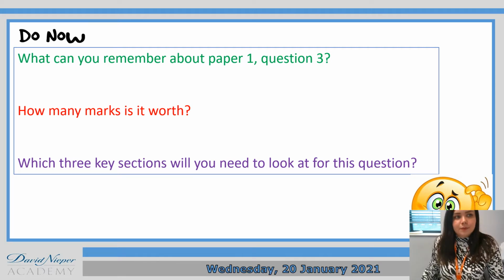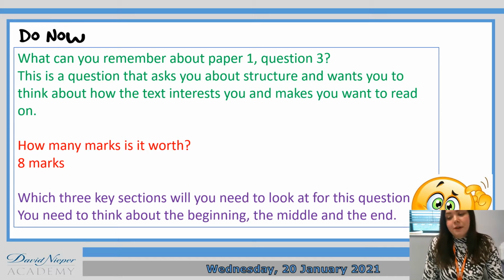answers. Okay, so you should have given yourself 5 minutes to have a go at these questions. So what can you remember about paper 1 question 3 then? So this question asks you about structure. It wants you to think about how the text interests you and how it makes you want to read on. It is worth 8 marks, and you should write 3 PEE paragraphs, one focusing on the beginning of the text, the second section focusing on the middle, and then the final paragraph thinking about the end.